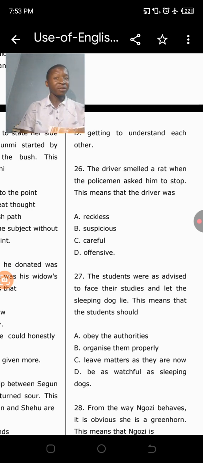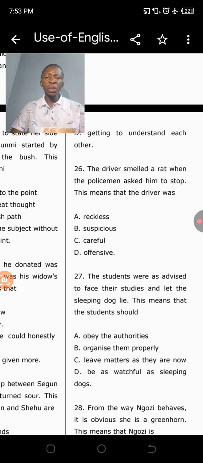The driver wasn't reckless. The driver wasn't careful. The driver wasn't offensive. So the right interpretation of the sentence, the driver smelled a rat when the police asked him to stop, is that the driver was suspicious when the police asked him to stop.